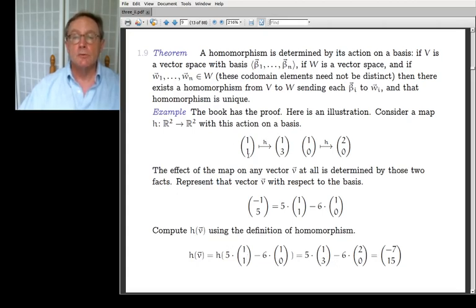You'll remember h of (1, 1), there it is. Minus 6 times h of (1, 0), and there's h of (1, 0). And then just do the arithmetic, you get (-7, 15). Oh, I got (-7, 15). Whether it's the right answer is another matter. Okay? So if you tell me where h sends a basis, I can tell you where h sends anything. More slickly said, a homomorphism is determined by its action on a basis.